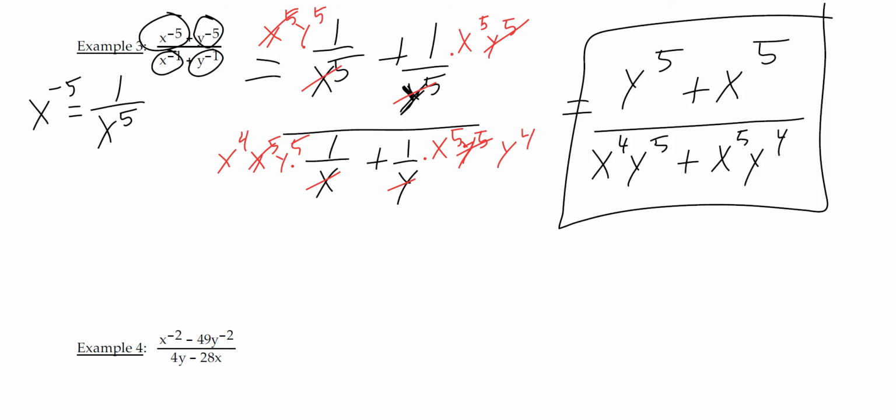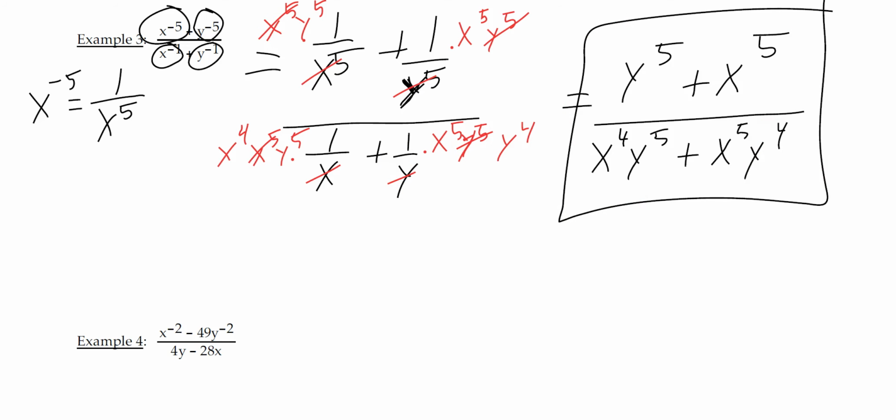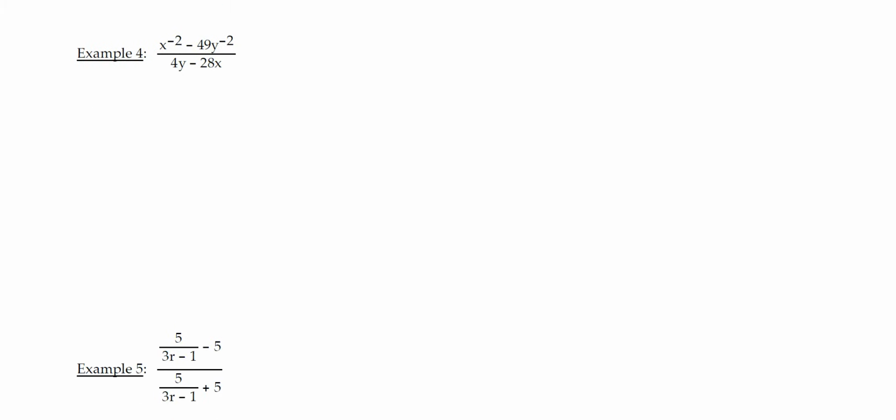Okay, let's take a look at the next example for more negative exponents. So locally, that little x to the negative 2 is 1 over x squared.